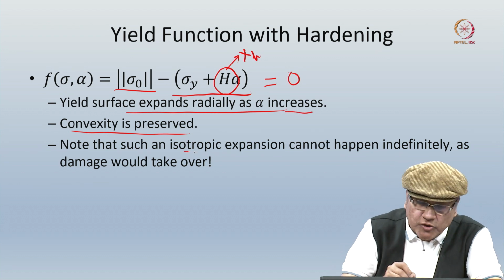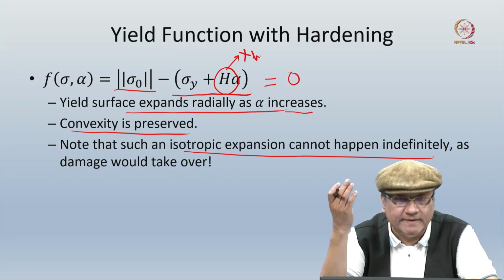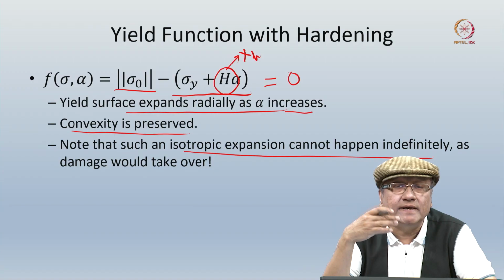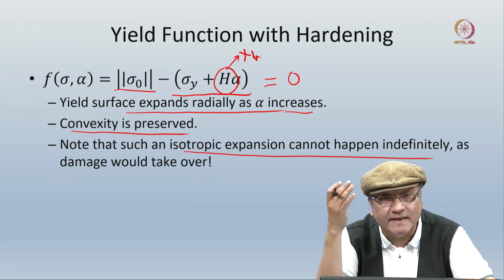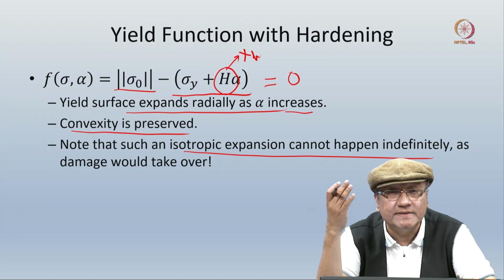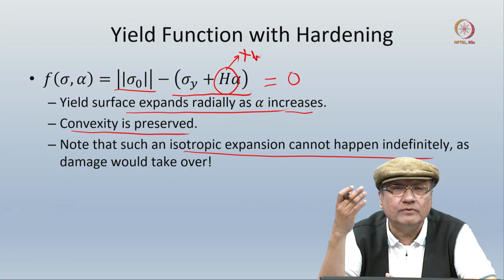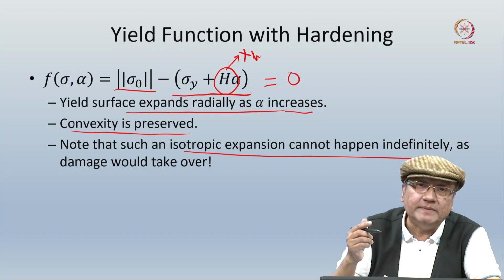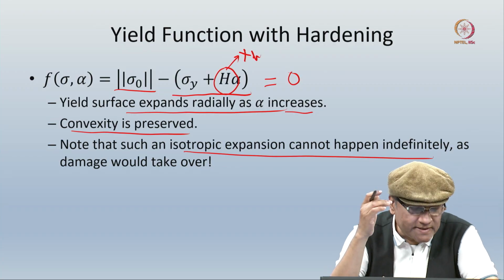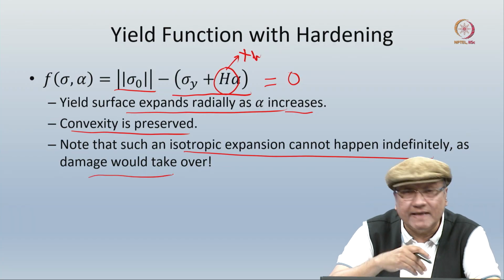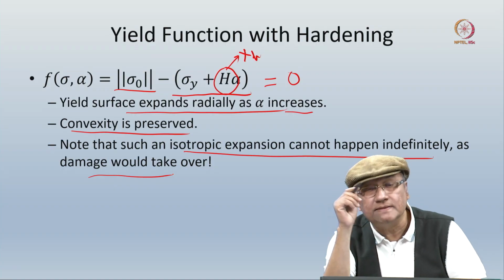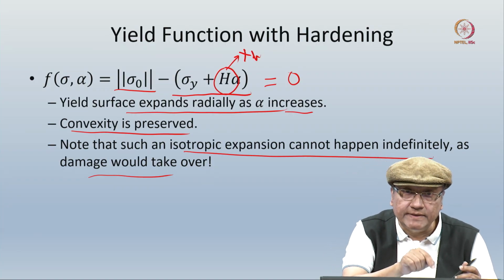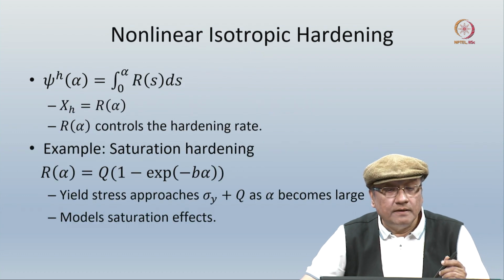But such an isotropic expansion cannot really happen indefinitely, right? Because if it goes on taking more and more stress like that, if the yield stress goes on increasing, then the material can resist anything, which is not the case. Actually, sometime afterwards the damage would take over, that is another mechanism different from plasticity, and therefore this process will stop, but we are not including that in this model.